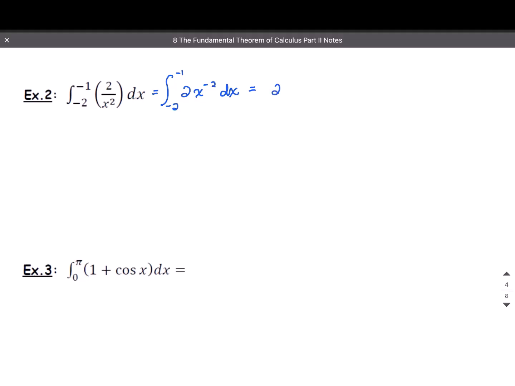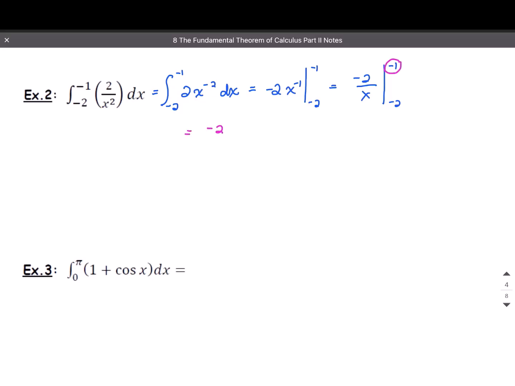I'm going to keep the 2. When I add 1 to my exponent, that's a -1. And if I divide by -1, that's going to make that -2. And I have to evaluate this from -2 to -1. Now remember, this is really -2 over x, if that's easier for you to work with. Whatever's easiest. Now we're going to plug in the upper limit first.